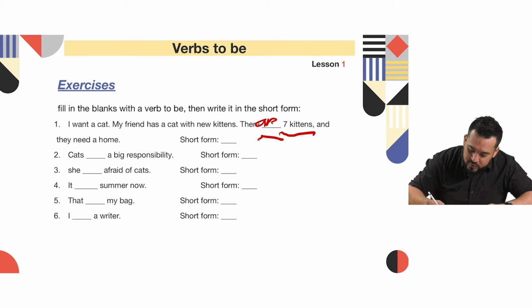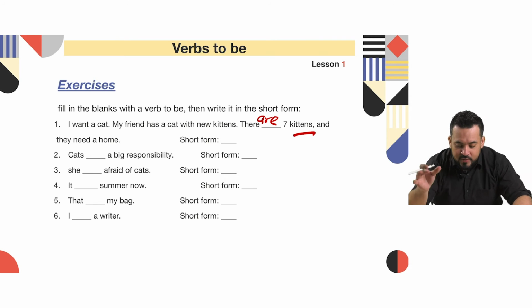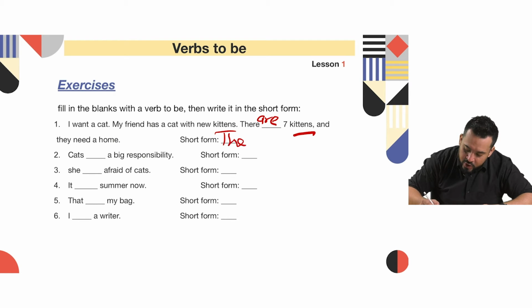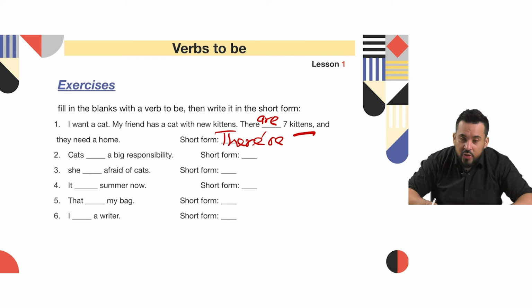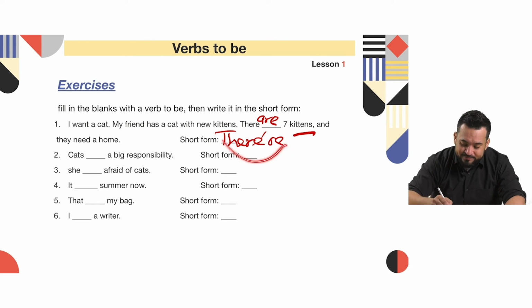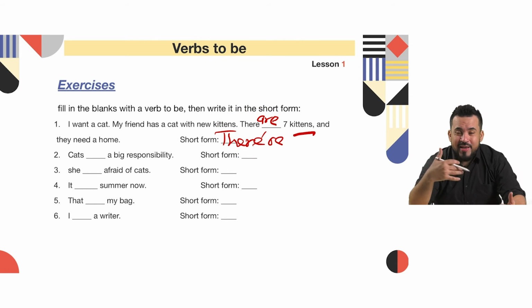Let me do that again. I want a cat. My friend has a cat with new kittens. There are 7 kittens, and I need some. All right, what is the short form? The short form is there're. Now, just to mention, this is grammatically correct. But technically, nobody says there're. It's not a common thing. Okay, so we say there are.